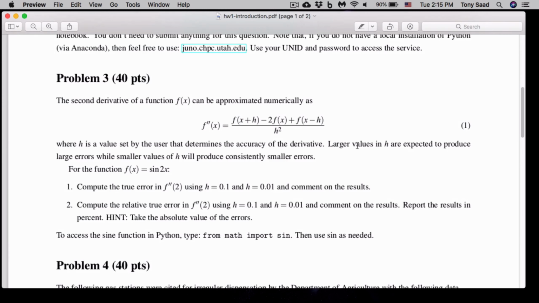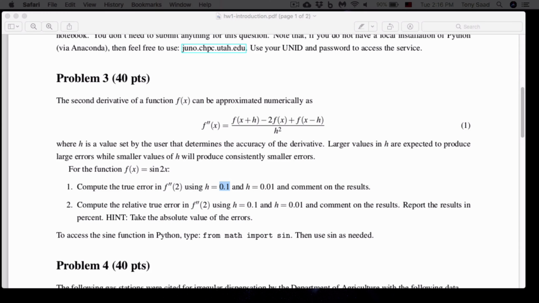So what are we supposed to do here? We're going to get the true value of f double prime of 2 by essentially taking two derivatives of sine 2x. So a first derivative would be 2 cosine 2x, and a second derivative would be minus 4 sine 2x for the true value of the second derivative. And then we're going to do this numerically, implement this function and compute the true error, and comment on the results for the difference between h 0.1 and 0.01. All right. Okay.